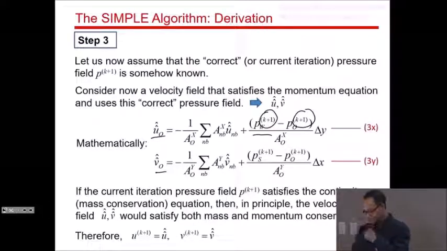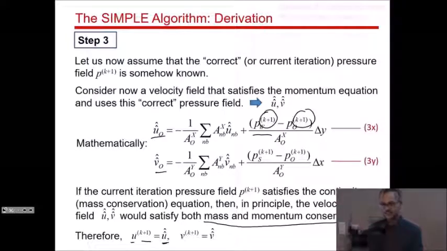Now, if it did satisfy mass and momentum conservation, then we can safely say that U double hat is nothing but my velocity in the next iteration, or my current velocity field. We started at U^k and V^k right at the top. Then we solved the momentum equation and got U hat, V hat. Then we solved the continuity equation in a sense, because we are using the current pressure. That gives us U double hat and V double hat. So now in that iteration, we have satisfied both momentum and mass.